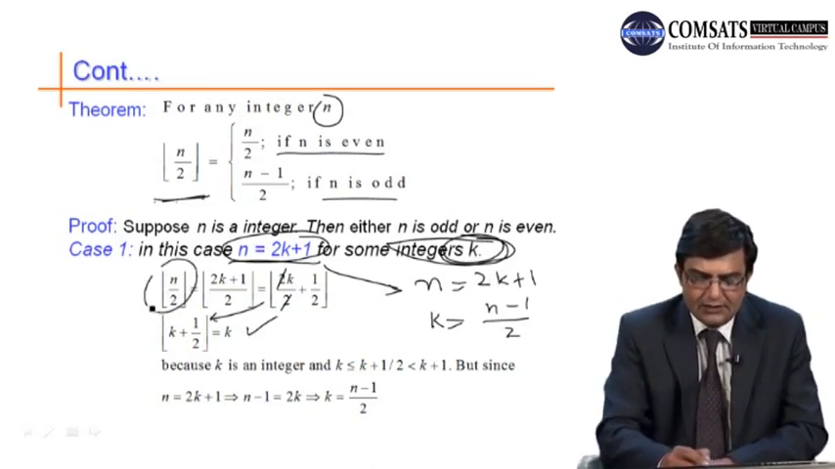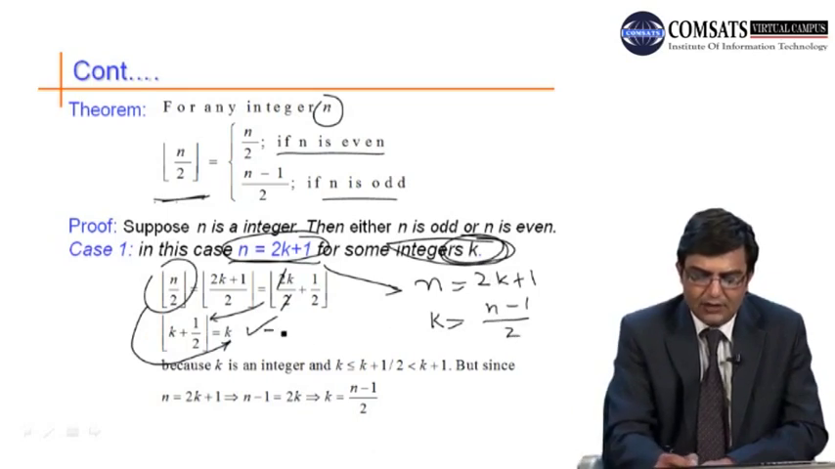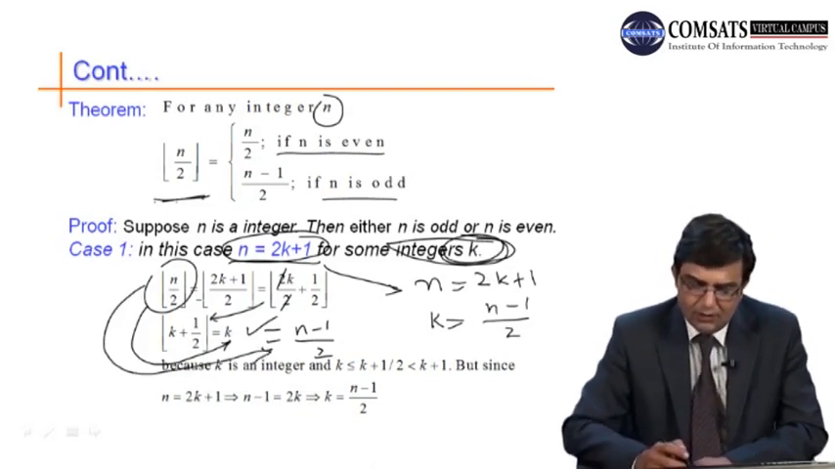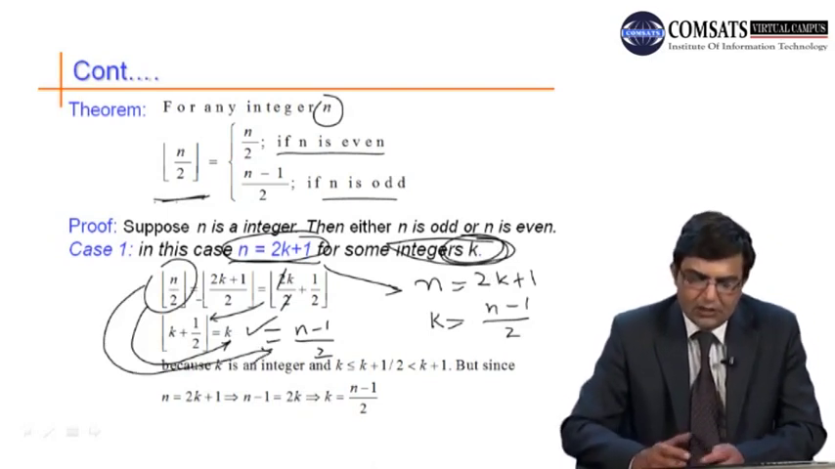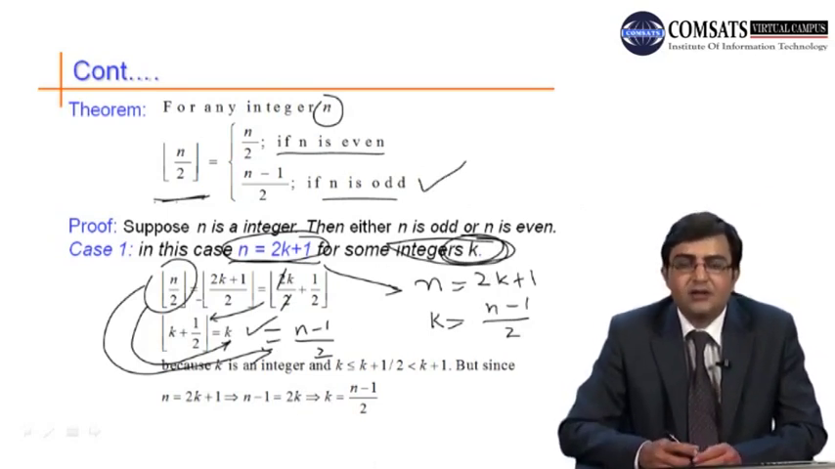This is equal to k, and what is k? k is n minus 1 by 2. So k is equal to n minus 1 by 2. So the floor of n by 2 becomes what? n minus 1 by 2. So which was required in this case when n is odd.